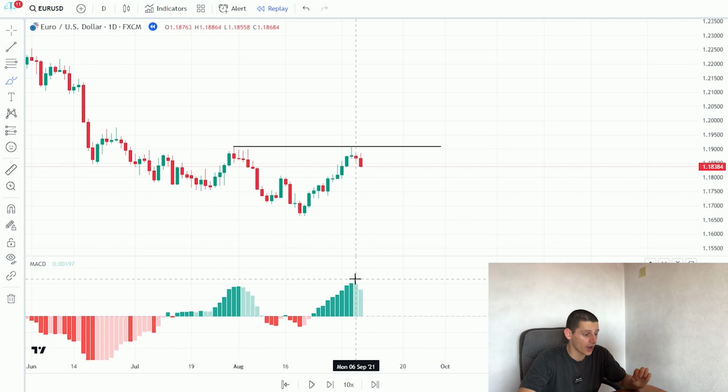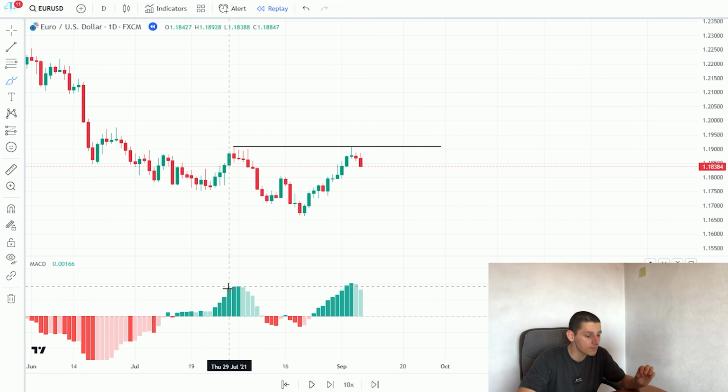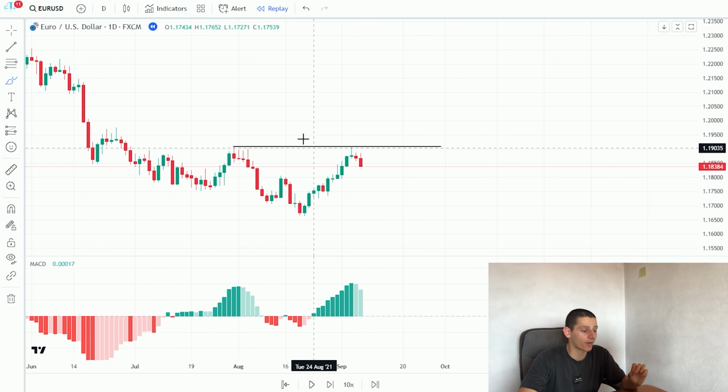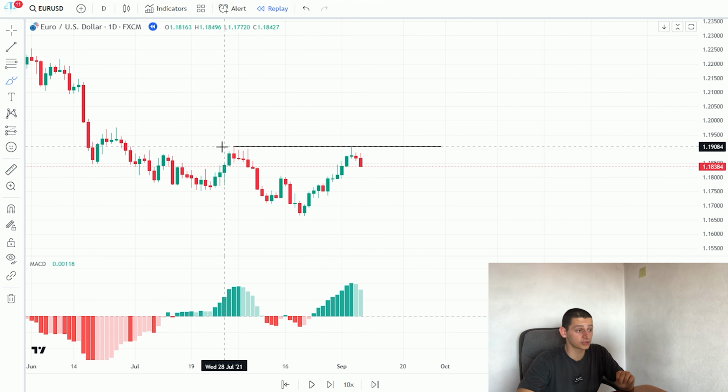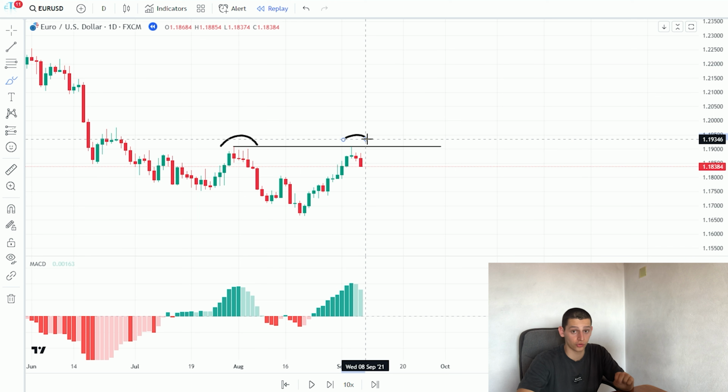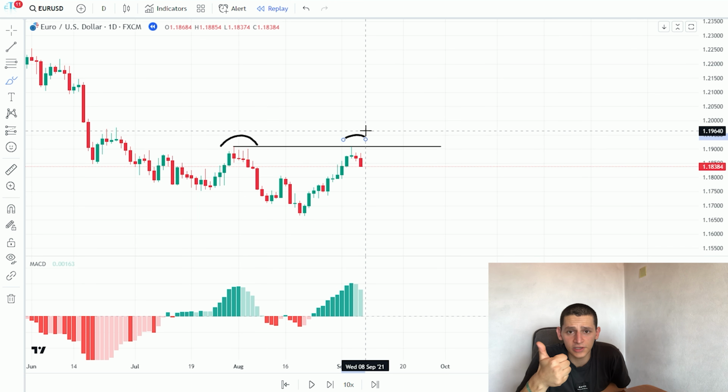Here at this high, you can see how the MACD scale crosses over the previous one, but the price cannot break through the lower high. If you look closely, this could be a double top in a bearish trend. Firstly, we're in a bearish trend. Then we have a hidden bearish divergence. And third, this is a double top.